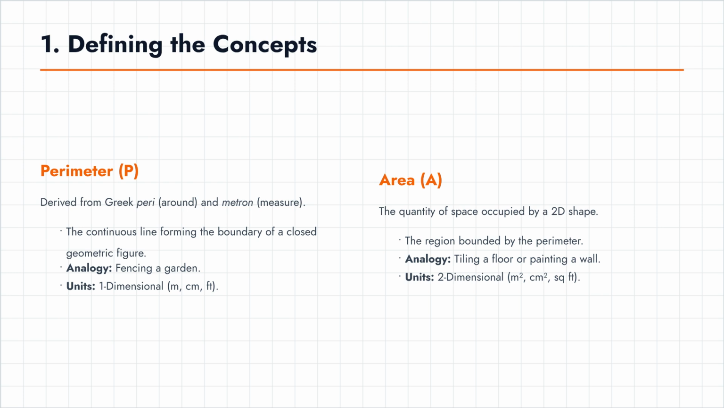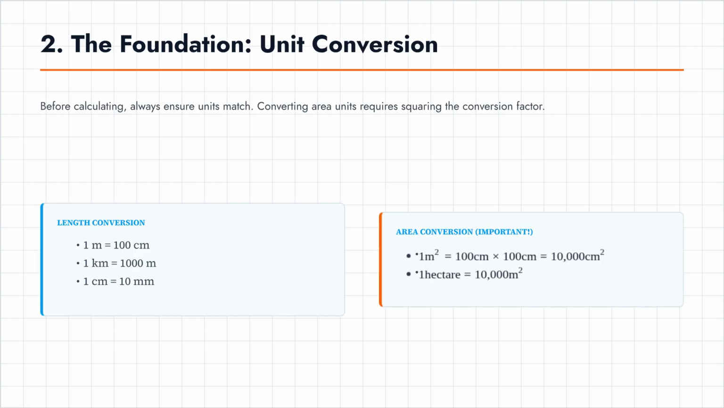Perimeter is the continuous line forming the boundary of a closed geometric figure, analogous to fencing a garden, and measured in one-dimensional units. Area is the quantity of space occupied by a 2D shape, like tiling a floor, measured in two-dimensional units. The foundation of geometry calculation is unit conversion.